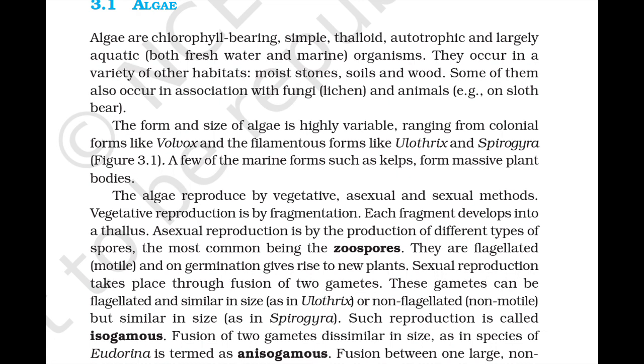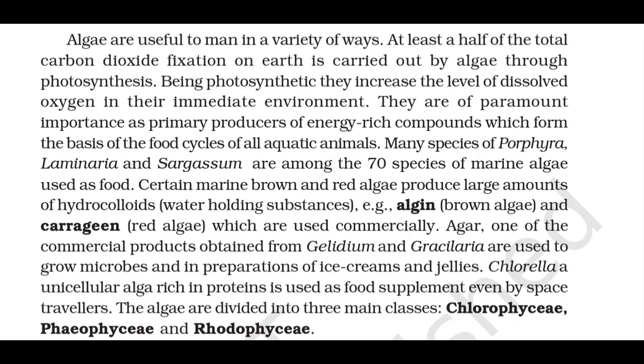Fusion of two gametes dissimilar in size, as in species of Eudorina, is termed anisogamous. Fusion between one large, non-motile female gamete and a smaller, motile male gamete is termed oogamous. Examples are Volvox and Fucus.